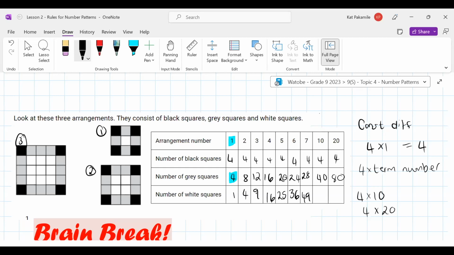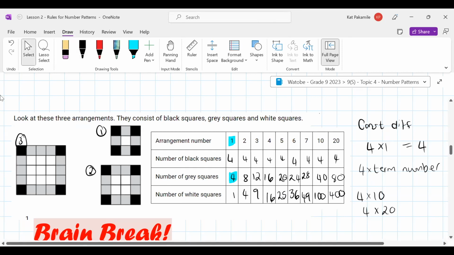Square number. It's 100. 64, no, remember, we're not on number 8. We skip to 10. So that'll be 100. And for number 20, that will be 400. Remember, 20 times 20, guys, not 20 times 100. 20 times 20 is 400.